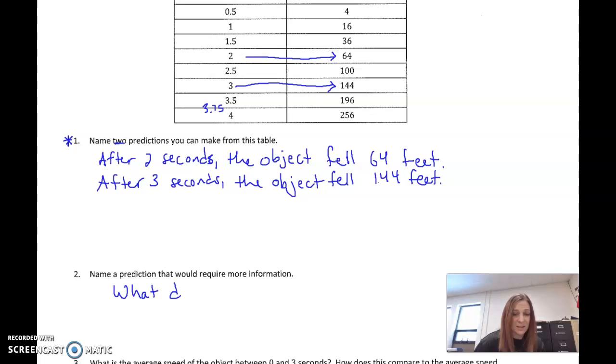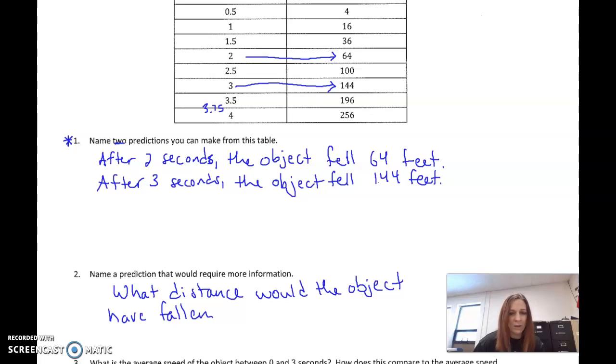So my prediction that requires more information is, what distance would the object have fallen after 3.75 seconds? Where did the 3.75 come from? I was just picking a number that wasn't on the table.